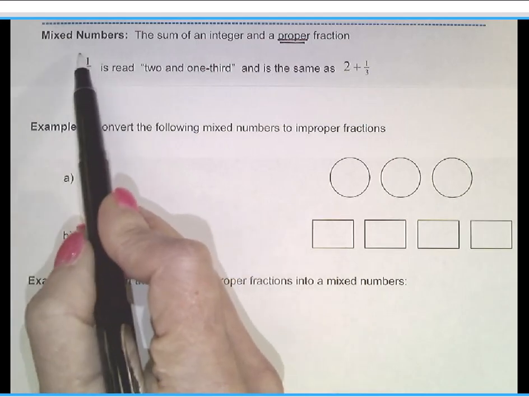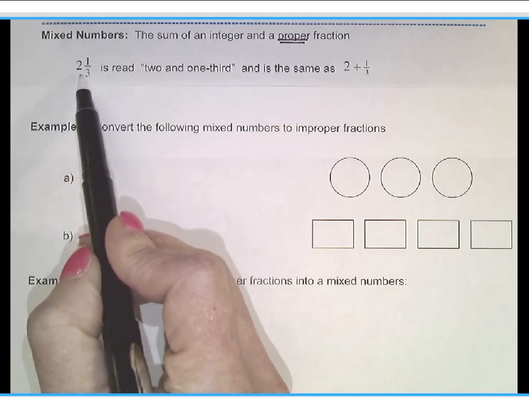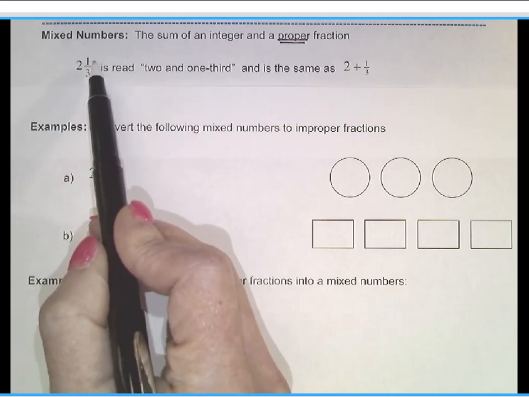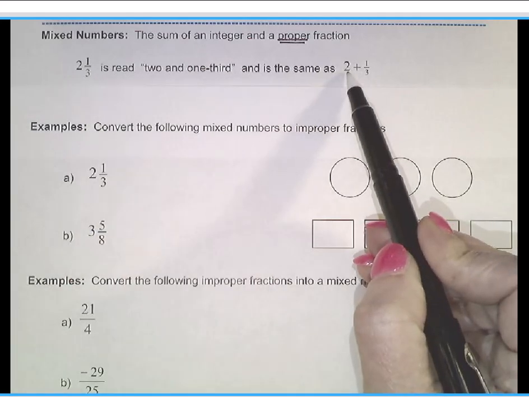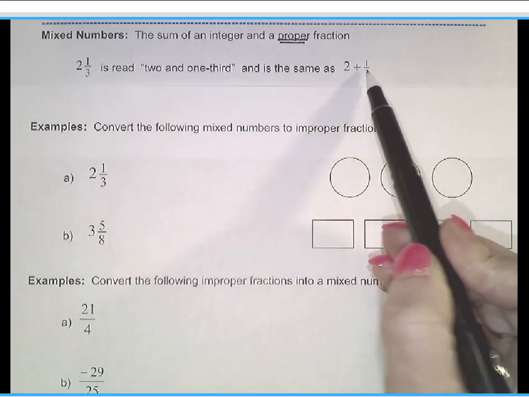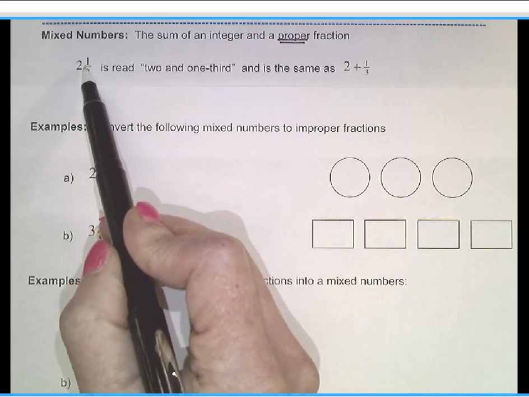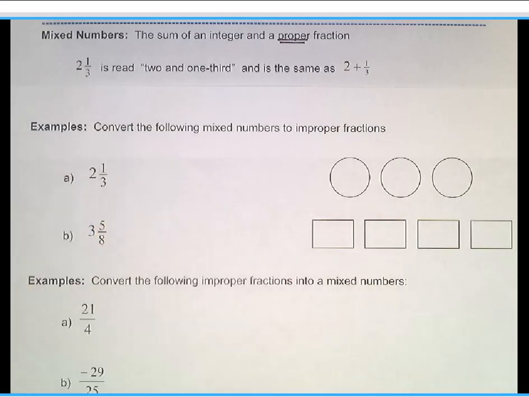So when you see a mixed number like this one, the way that this would be read is 2 and 1/3. And that's the same thing as saying that you have 2 plus another third. So there's an implied addition in between these two numbers, and that's important to know.